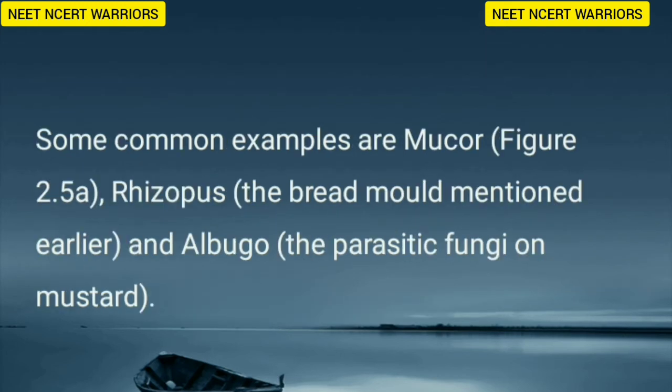Some common examples are Mucor, which you can see in figure 2.5a, Rhizopus, the bread mold mentioned earlier, and Albugo, the parasitic fungus on mustard.